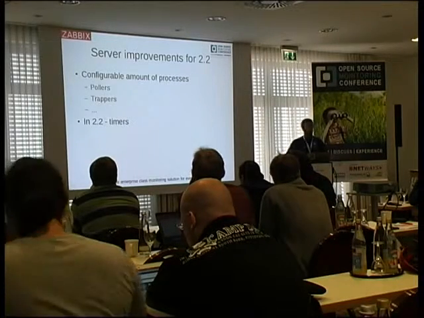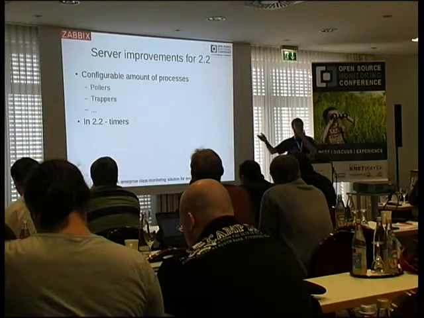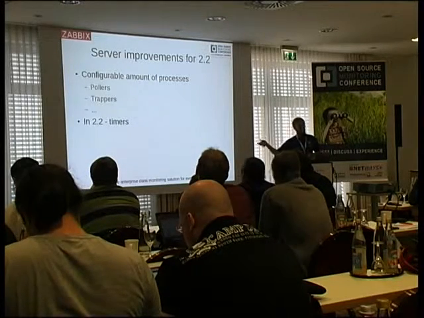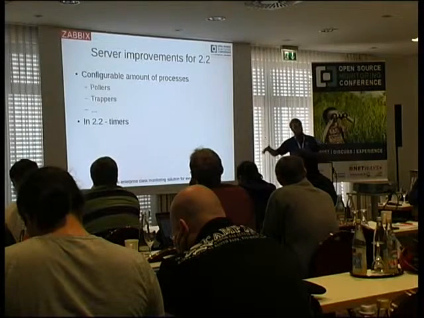And Zabbix has all kinds of internal processes. You can configure how many of these. Like the poller processes are connecting to agents, to SNMP devices, gathering data. By default, there are like 5 of them. You can go up to 1,000 for huge environments and so on.